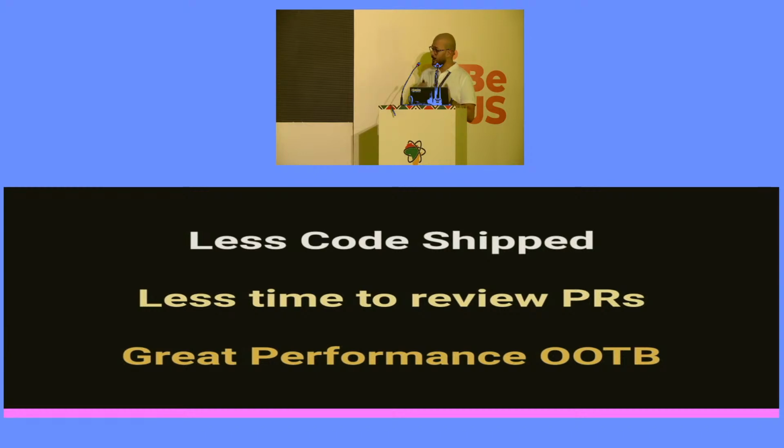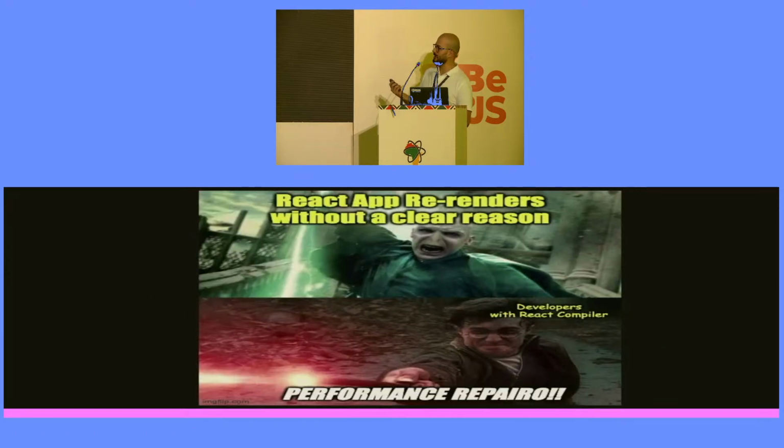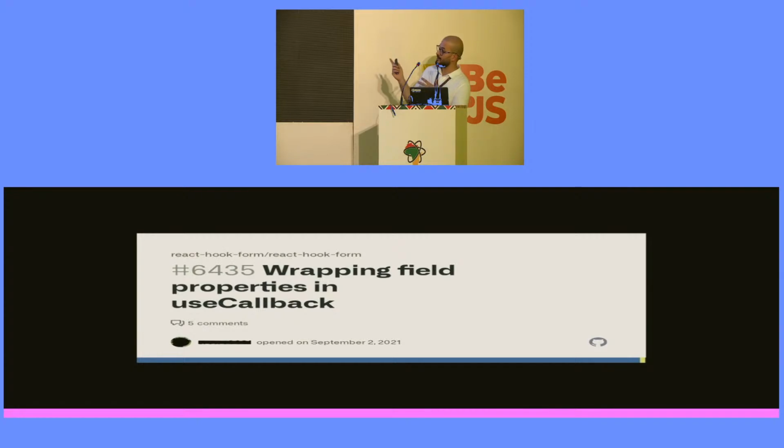And finally, great performance out of the box, even more performant than what you are doing with manual memoization. So React developers right now with React Compiler would be like Harry Potter, like performance reparo to anything, and everything will be working, right? That's what you want, and hopefully something like that will be gone forever. We wouldn't have a PR just for wrapping field properties in use callback.